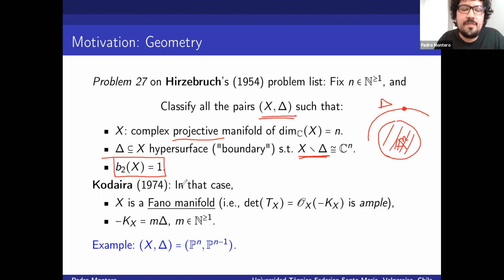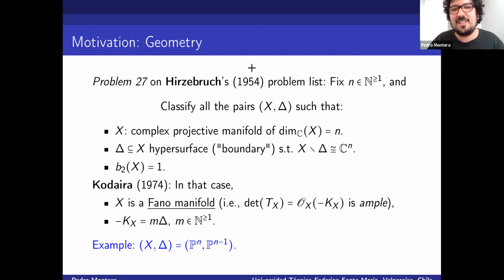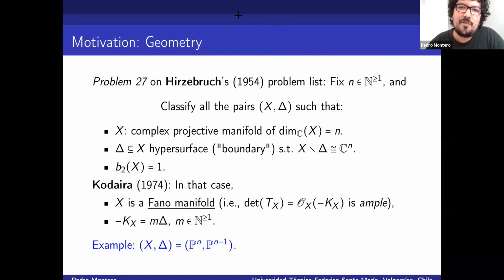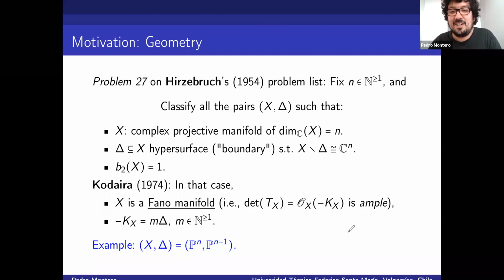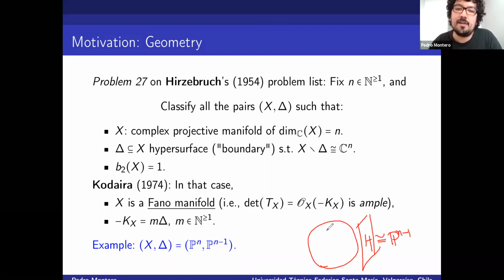And in particular, since you are in a Fano manifold, the second Betti number and the Picard number, the rank of the Picard group, are the same. So I will usually switch from one to another, even without noticing. So sorry about that. I hope it's clear, especially when I speak. So, of course, the first example is the projective space, right? You have a hyperplane at infinity, and you remove this hyperplane H, which is P^(n-1), and you get here an affine space. But what else?